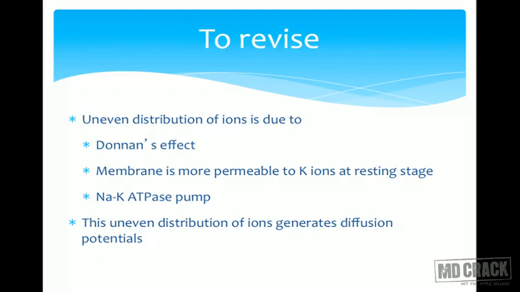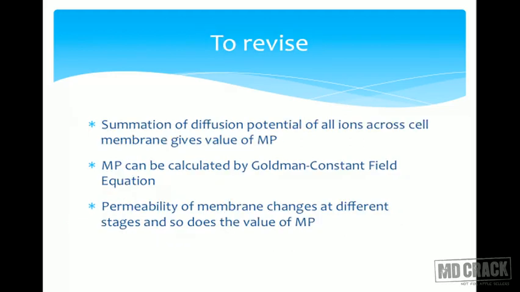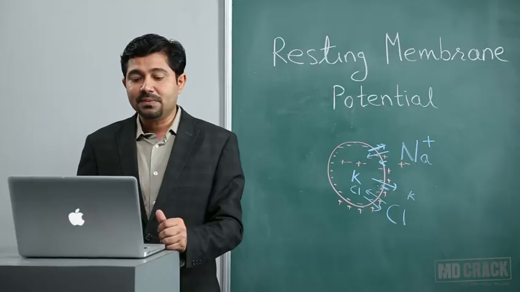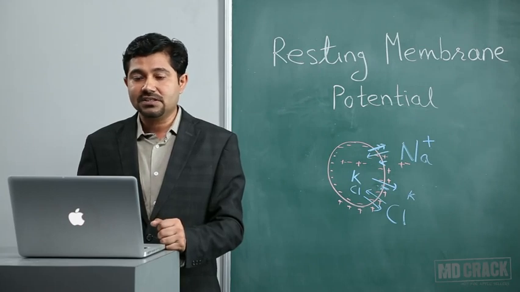So to revise, the Donnan effect, the membrane being more permeable to potassium ion, and the sodium potassium ATPase pump will cause uneven distribution of the ions. This uneven distribution of the ions will generate diffusion potential, and the summation of diffusion potentials will give the value for the membrane potential, which can be calculated by the Goldman constant field equation. And the permeability of the membrane can change at different times and different stages.